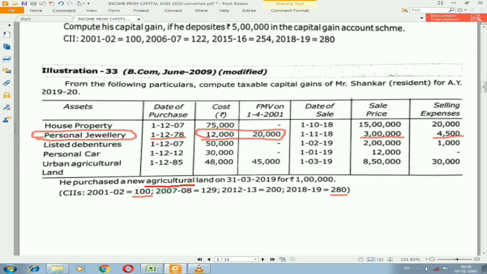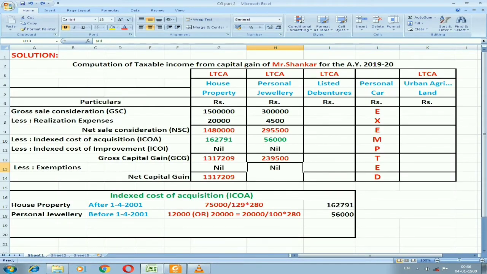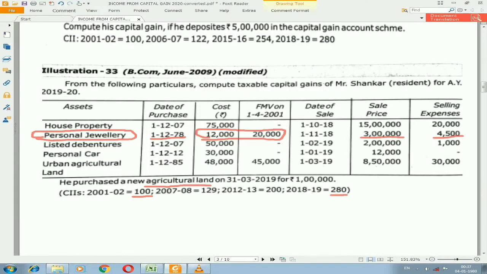Then I need to check the exemption. So the sale is jewelry and the purchase is agricultural land. I can consider that jewelry as a long-term capital asset, and the new investment is agricultural land. As these conditions will not satisfy any exemptions, it will also be nil. Total will be 2,39,500. Let us go with the third asset, which is listed debentures.